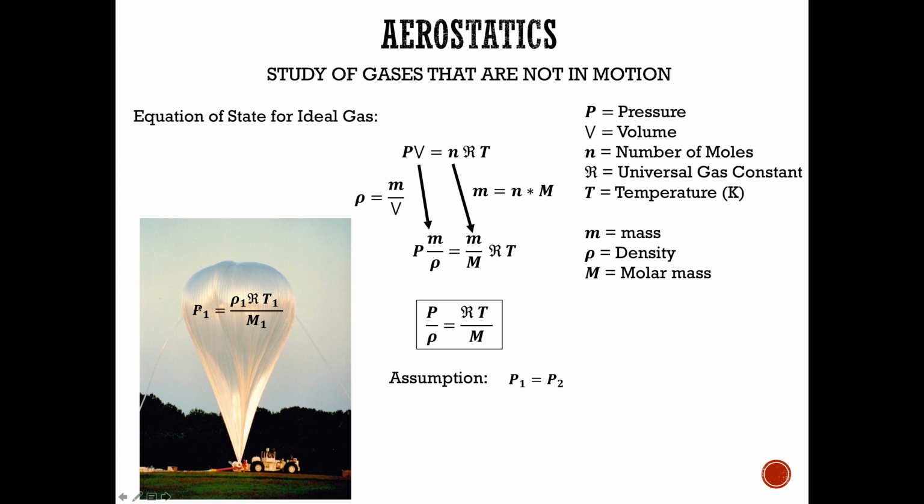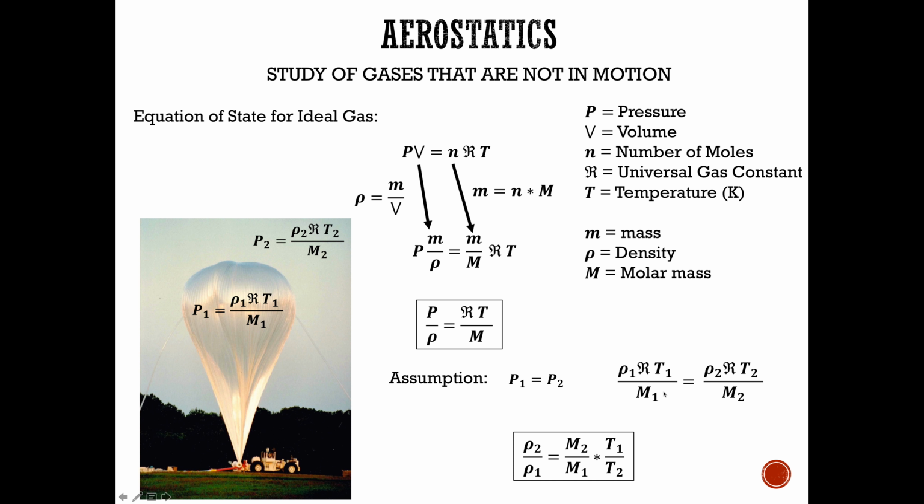That means P1, the pressure inside the helium balloon, is rho1 R T1 by M1, and the pressure outside, P2, is rho2 R T2 by M2. So we equate these two pressures and come up with a relation for density. Rho2 by rho1 is the ratio of molar mass times the temperature ratio, and the R's get canceled because it's a universal gas constant. So this is the equation we derived in class.